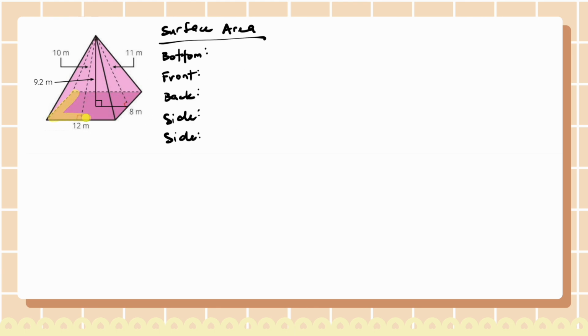All right, so we're going to start with the bottom. I noticed that we have a rectangle for the bottom, so we're just going to do base times height. So that's 12 times 8, and that gets me 96.